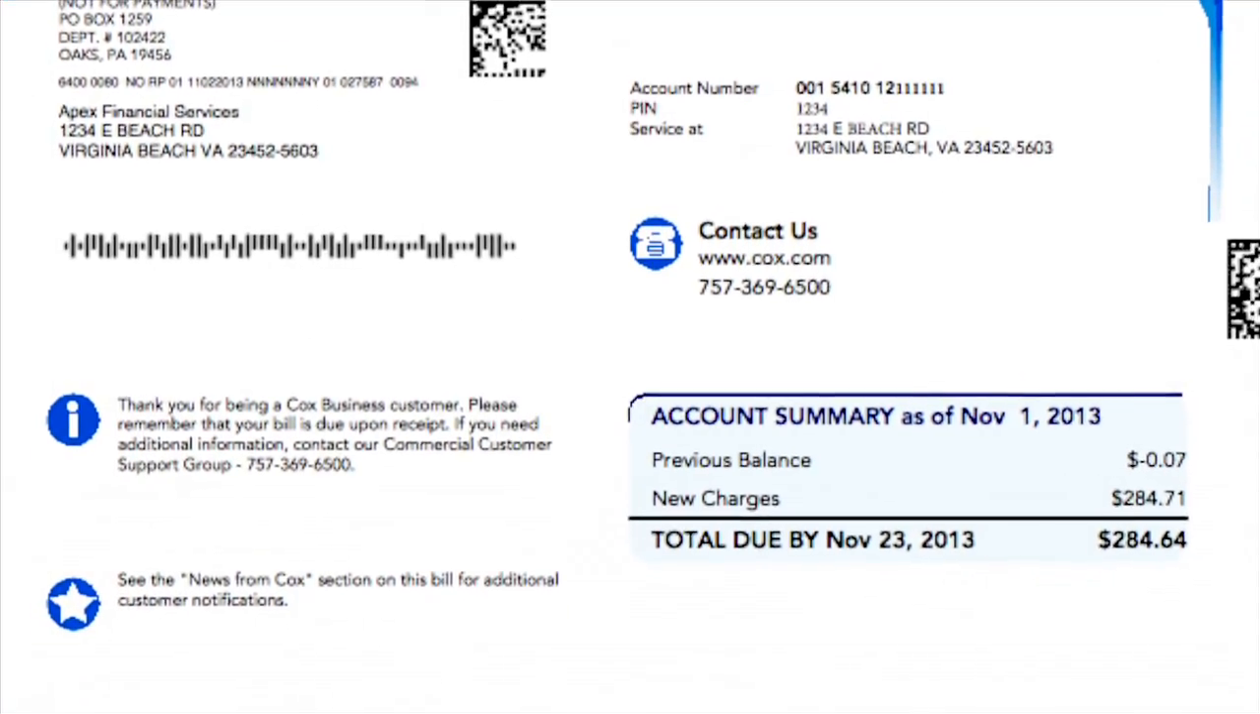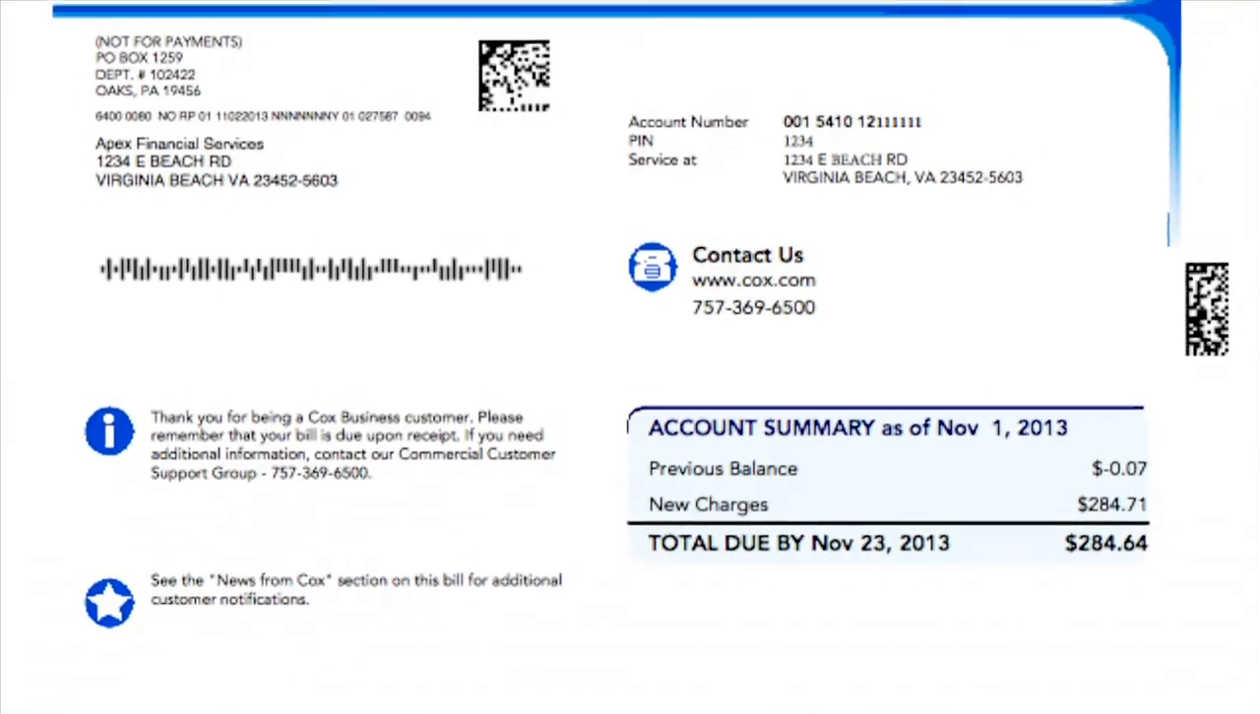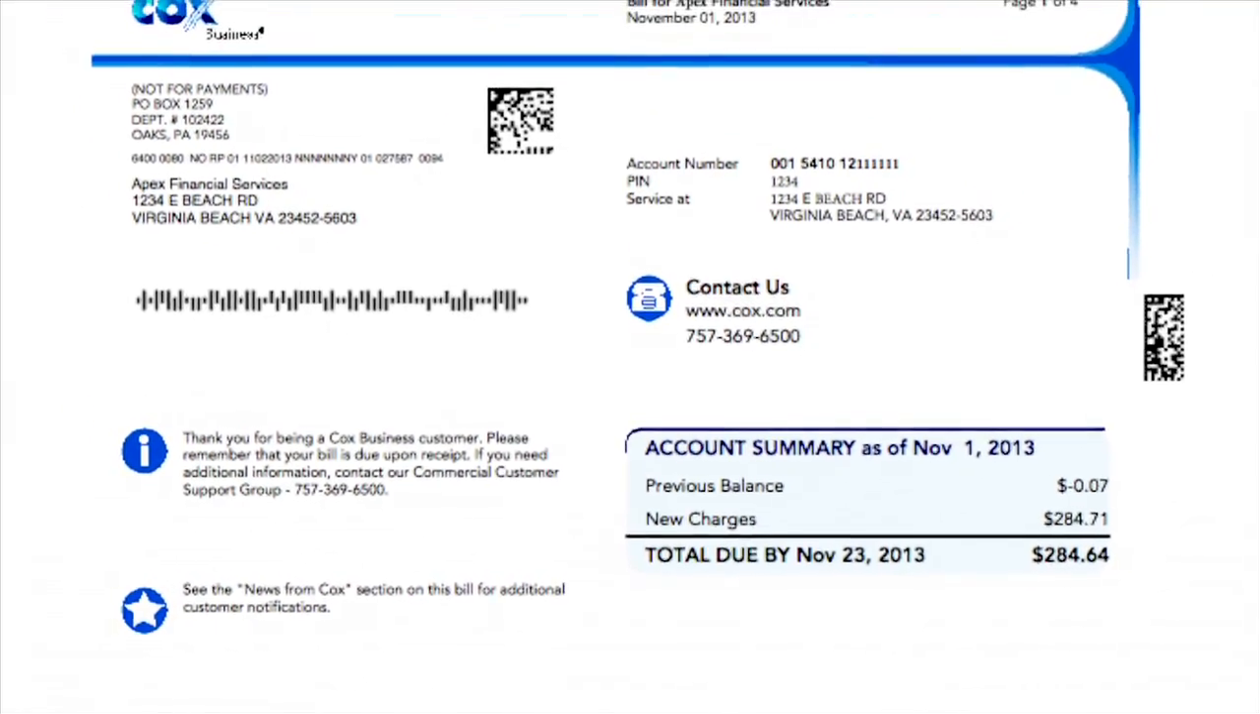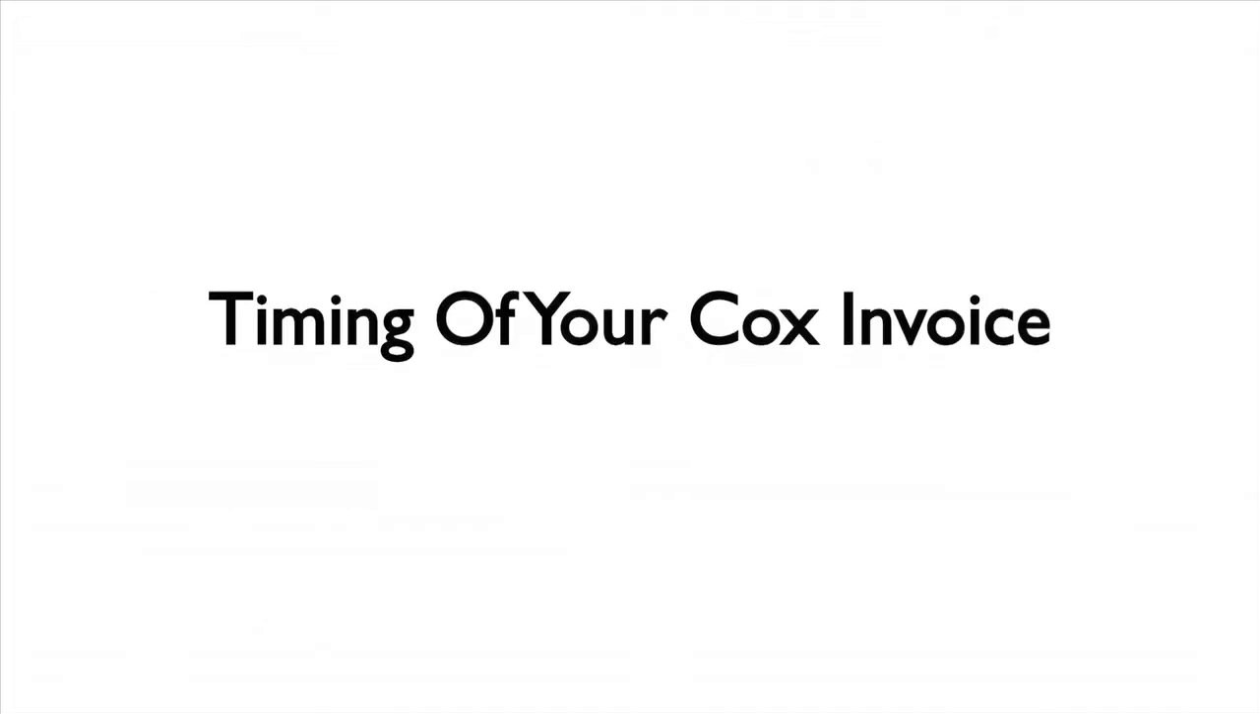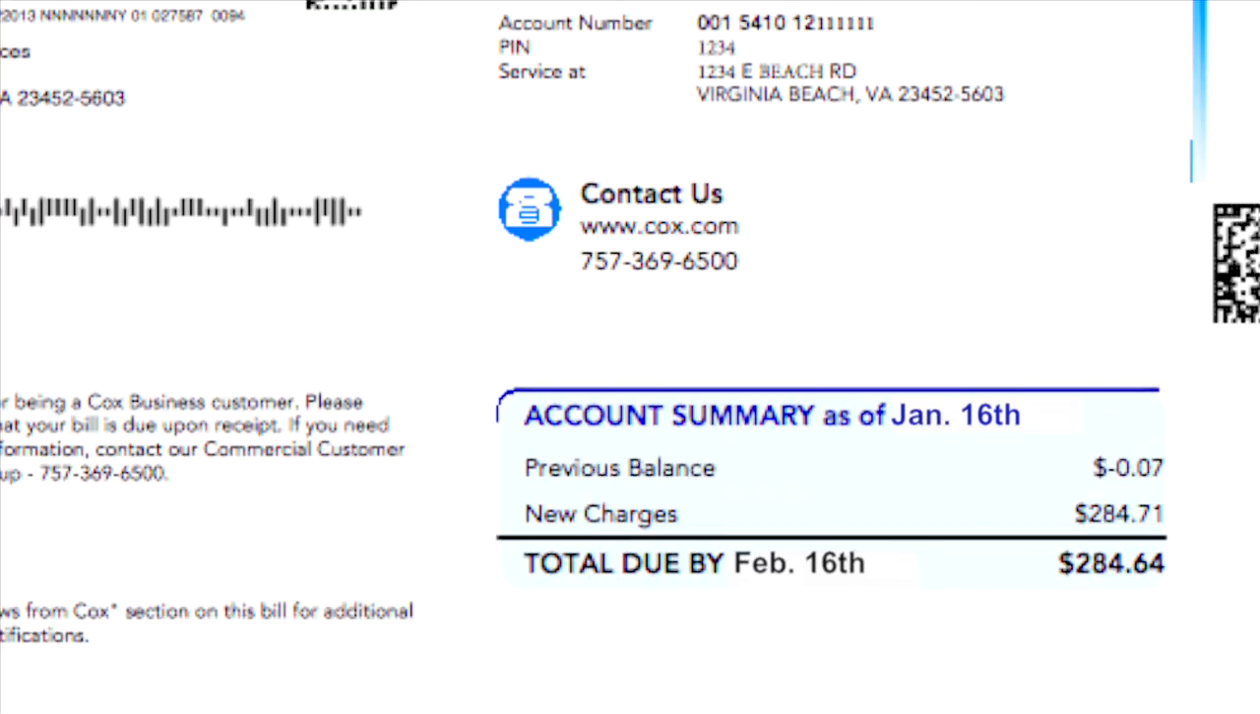There's quite a bit of detail, so let's focus on the top 5 billing topics that our customers have historically questioned. Topic number 1, timing of your Cox invoice. Your monthly invoice will typically arrive on the same day each month. For example, if your services with Cox begin on January 16th, you can expect to receive your invoice on about the 16th of each month. By knowing when your invoice will arrive, you can budget your business finances accordingly.